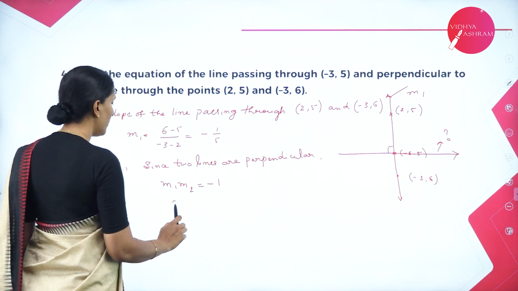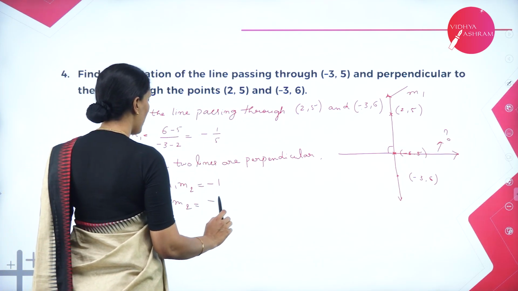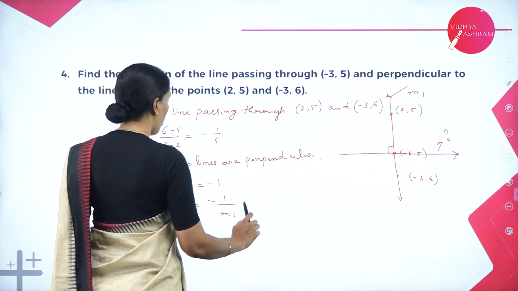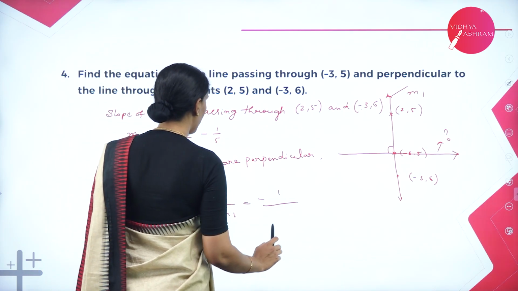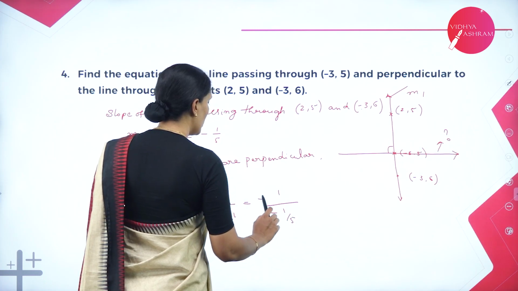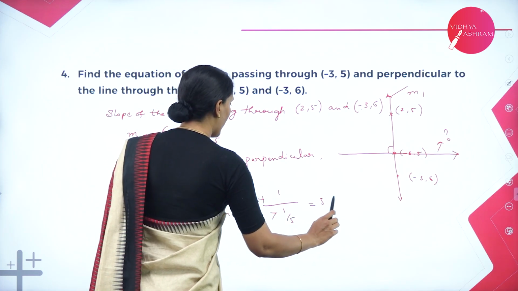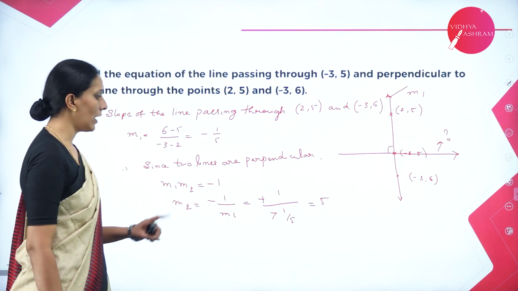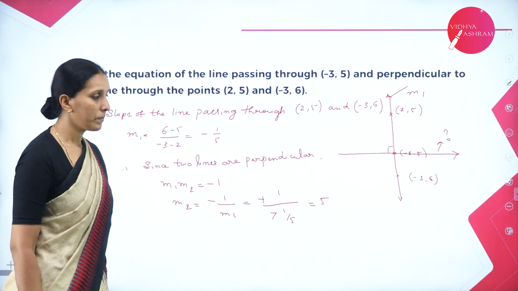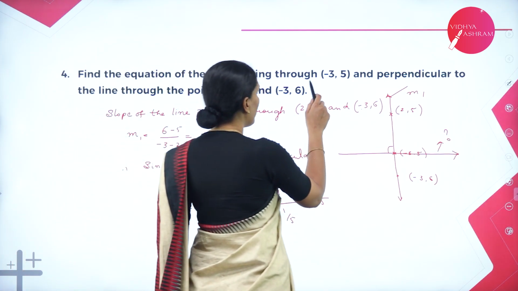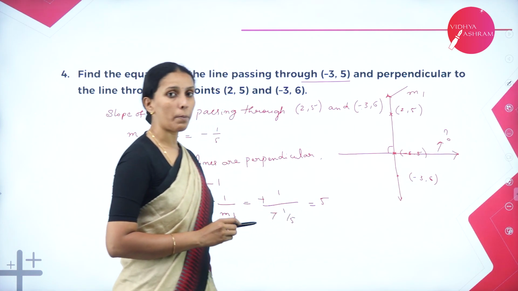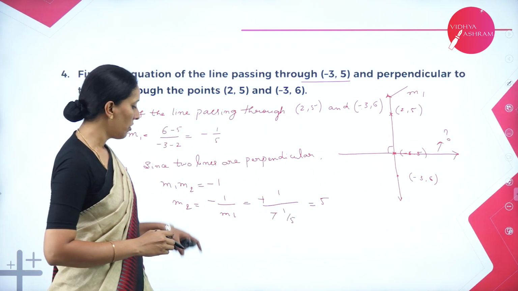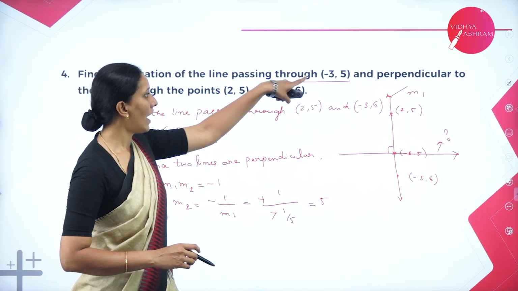So therefore, m2 can be written as minus 1 by m1, or minus 1 divided by minus 1 by 5, which will be equal to 5. So the slope of the required line can be taken as 5. And also they have given our required line is passing through the point minus 3, 5. We have a slope of the line and a point.